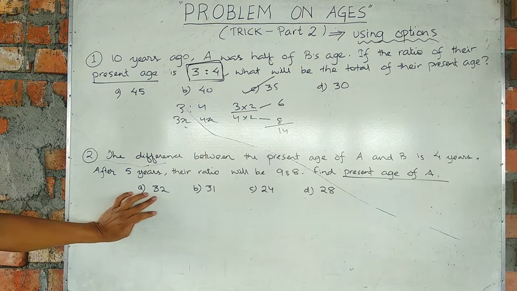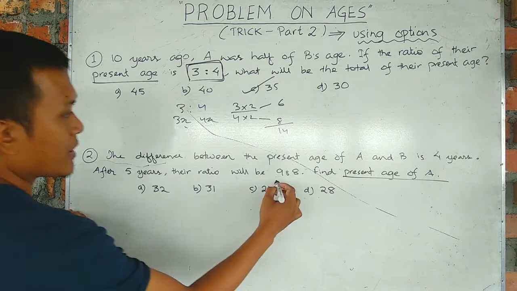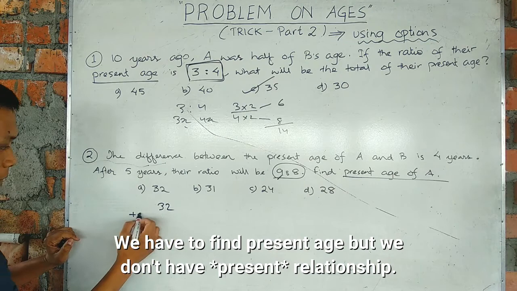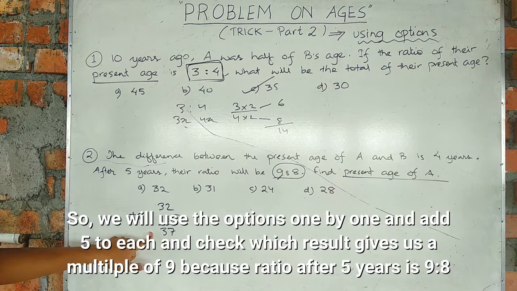The ratio after 5 years is 9:8, so A's age after 5 years must be a multiple of 9. If A is 32 now, after 5 years it is plus 5, that is 37, which is not a multiple of 9.